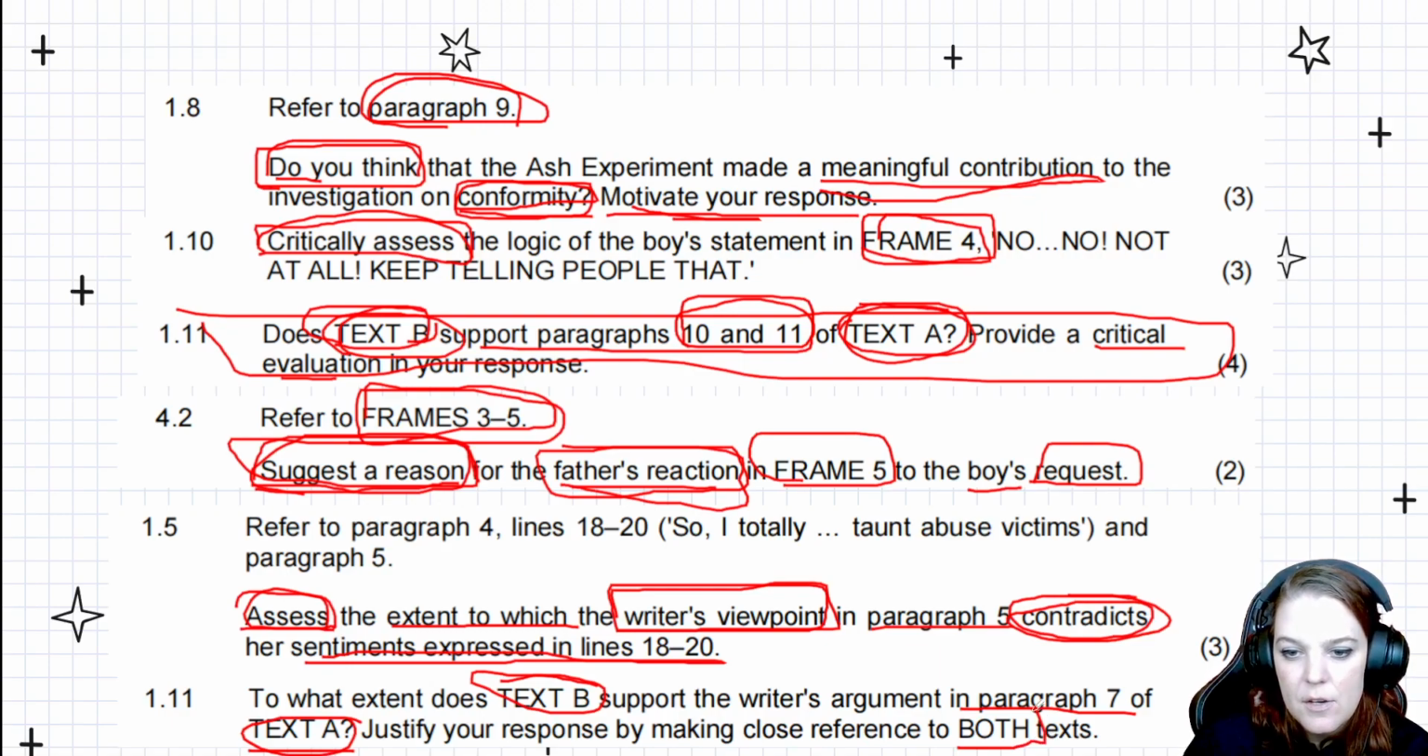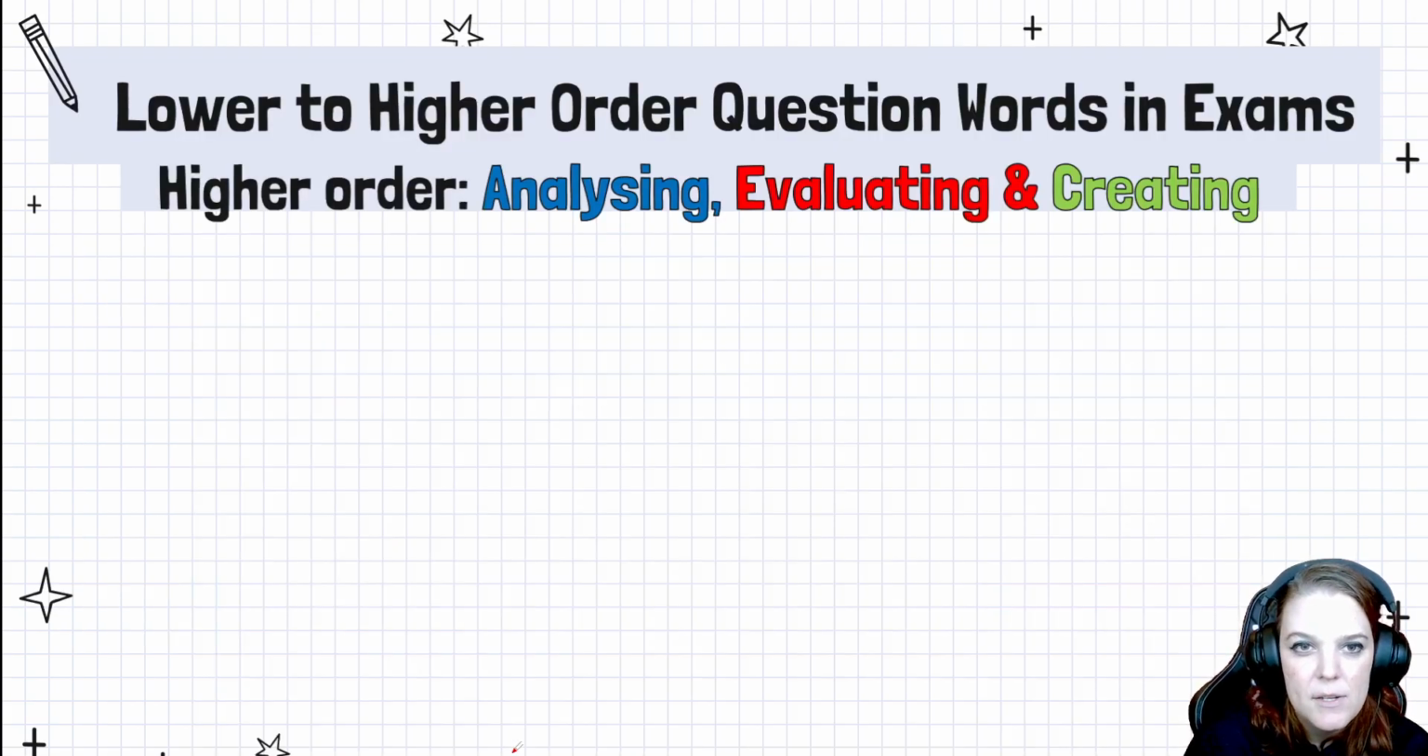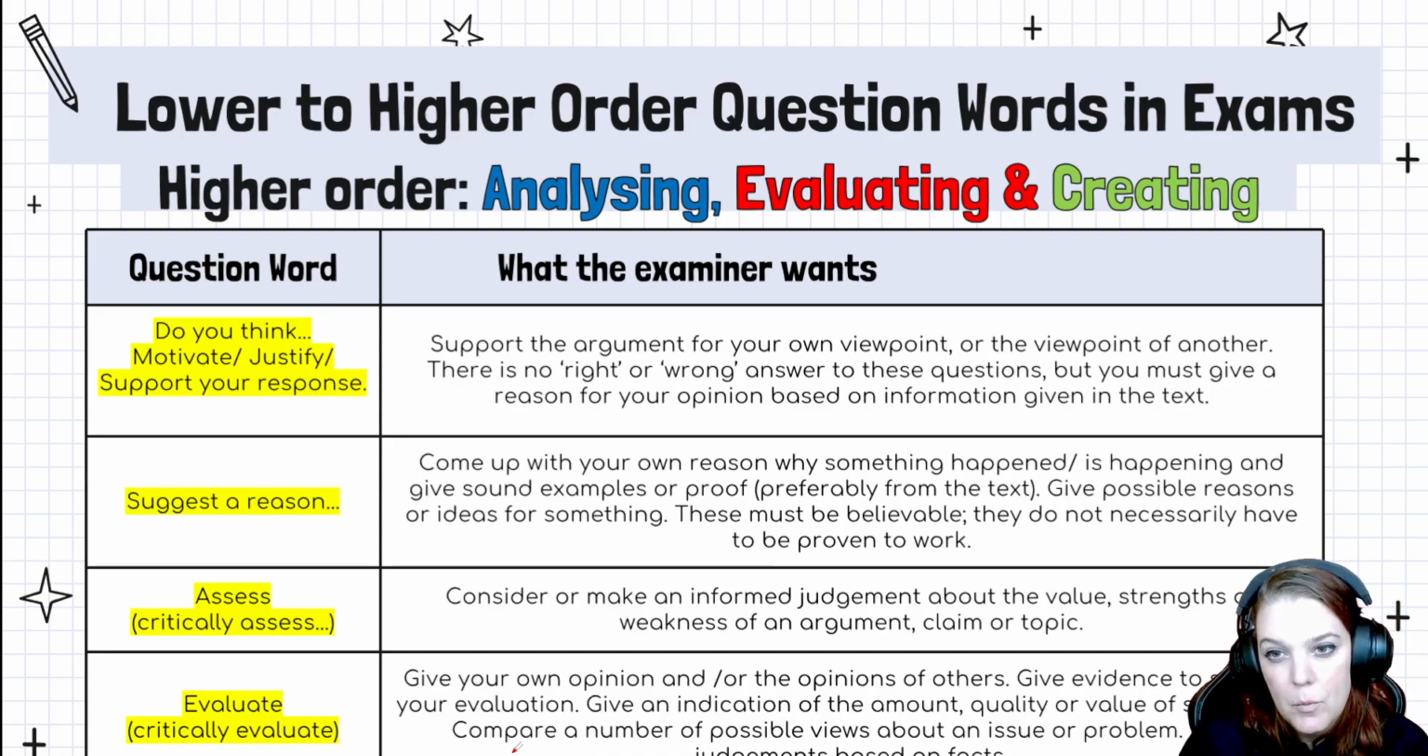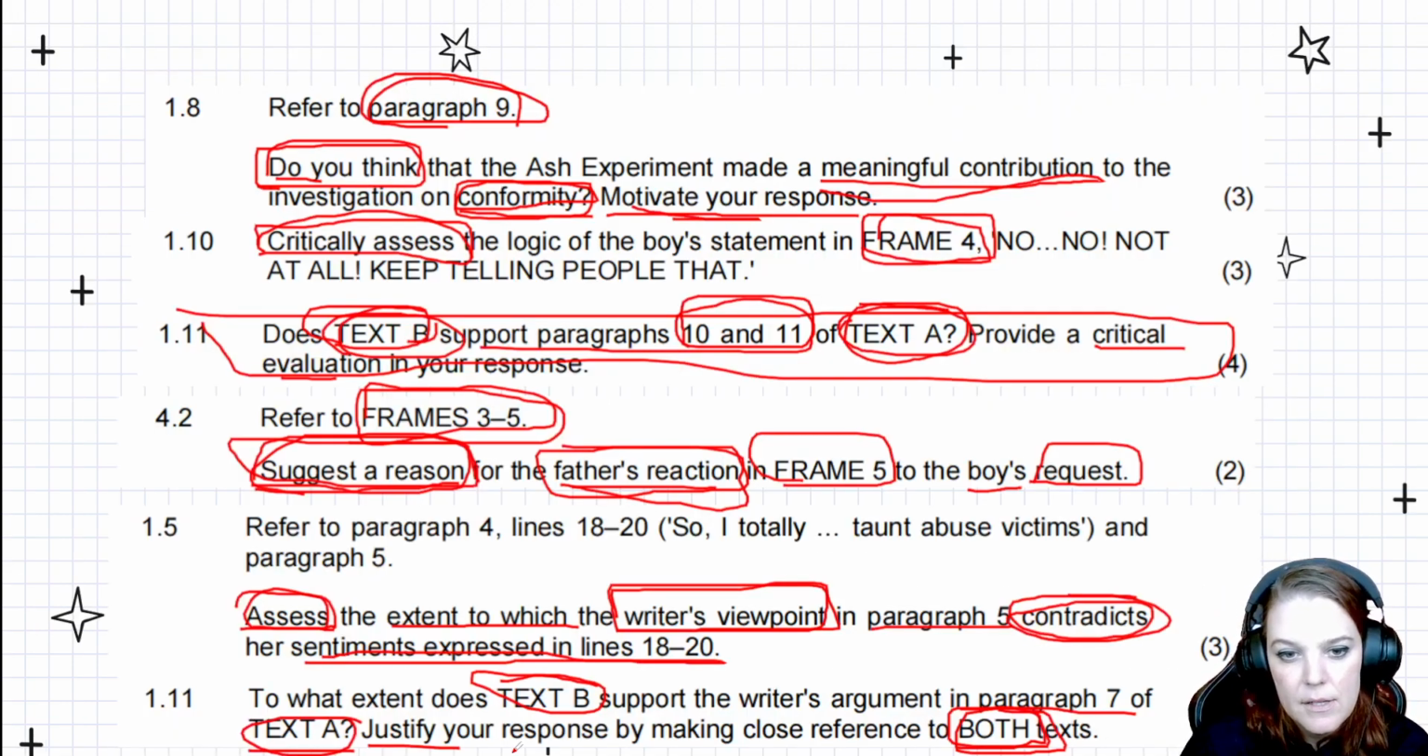All right, so here they are very clear that in our response we need to address both of these texts and justify. If you're justifying something, you are supporting. Let's go back to that quickly and have a look here. It says justify, motivate. So you are supporting your argument for your own viewpoint or the viewpoints of another. Again, there's usually no right or wrong answer to these types of questions, but you must give a reason for your opinion based on the information given in the text.